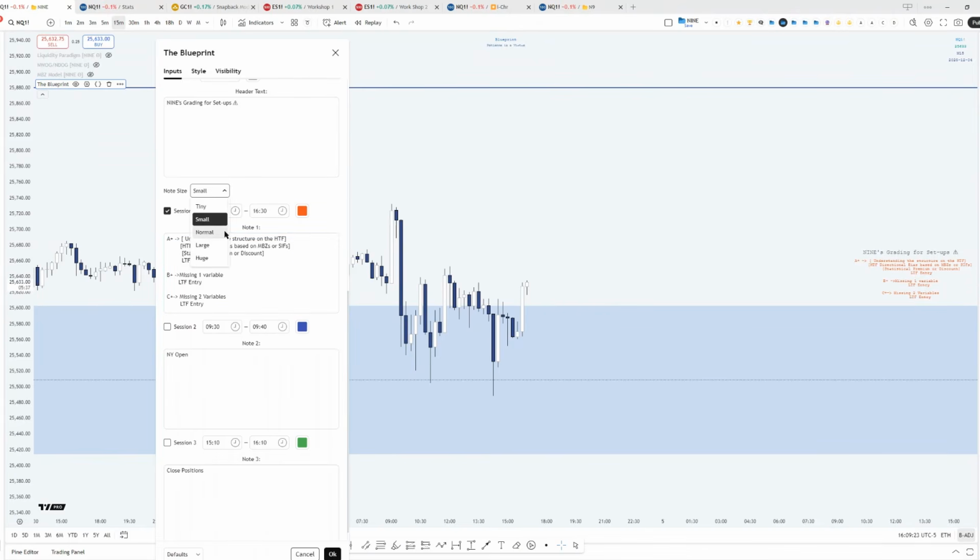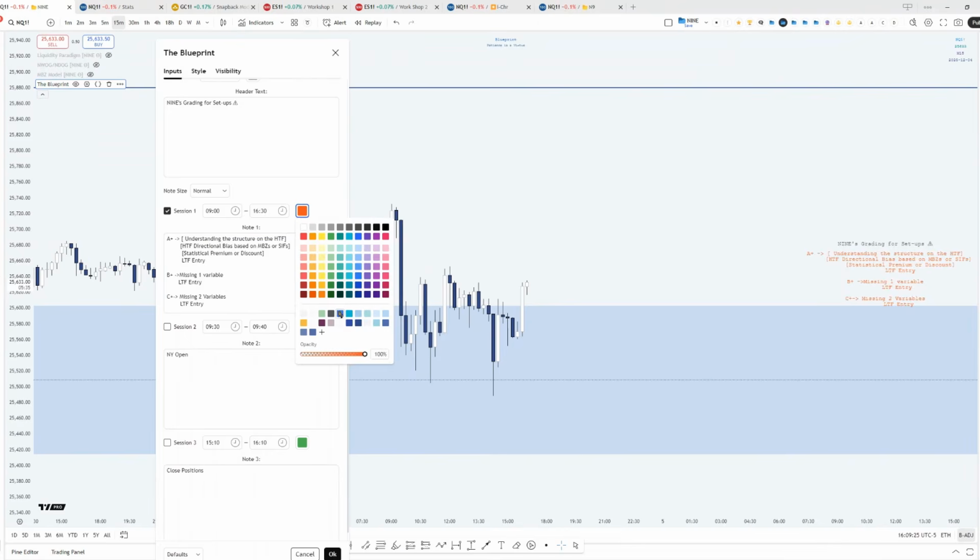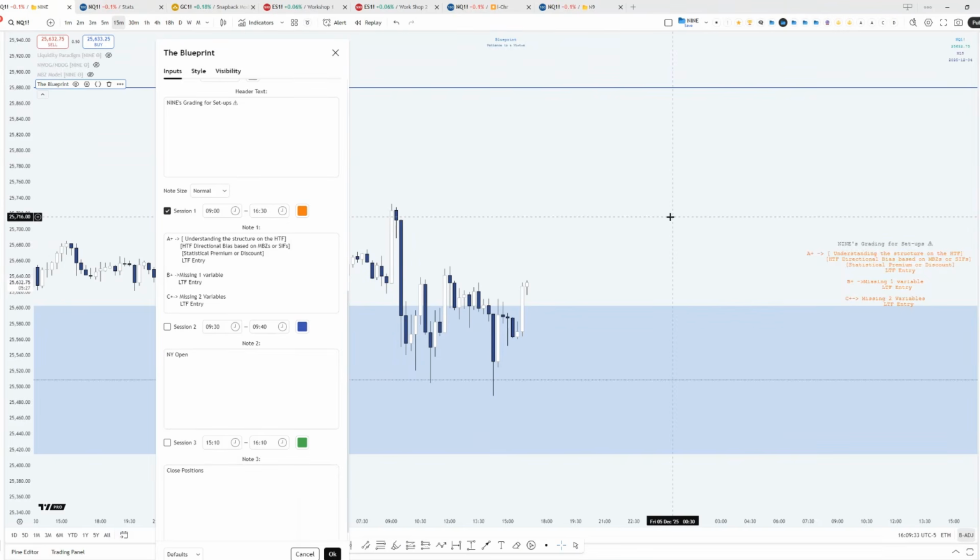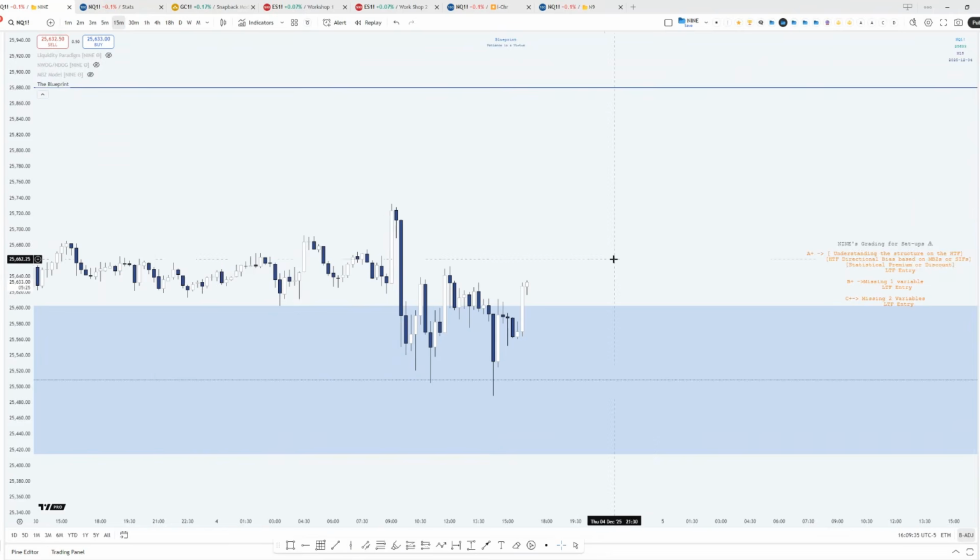Could probably make it bigger. There we go. Then I'll make this blue, or we can make it bright orange so it's easier to see. There we go. Cool. So what do we have here now, right?